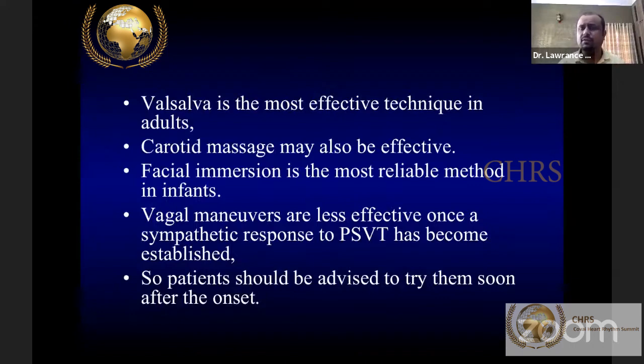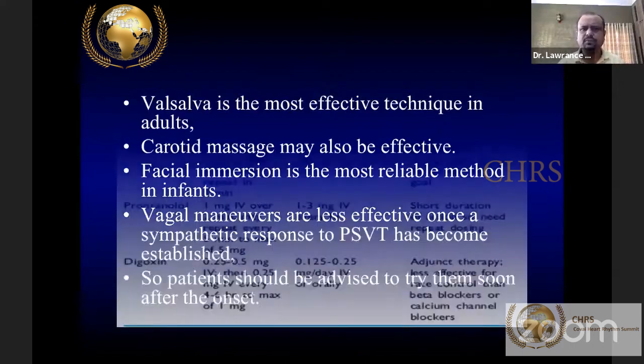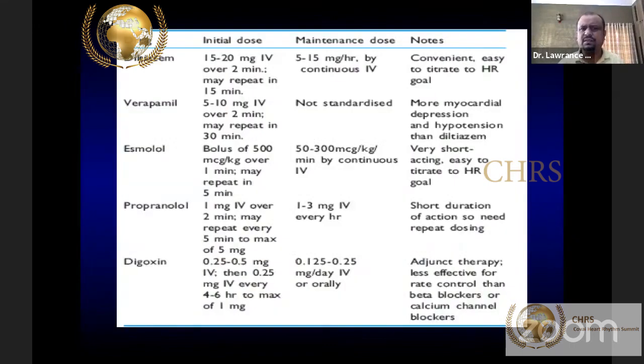If you terminate, very good. If you do not, you can use a drug. The most common drugs we use for converting your PSVT, the most commonly available drugs, are either diltiazem or adenosine.